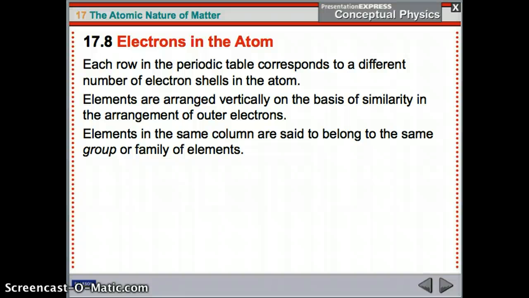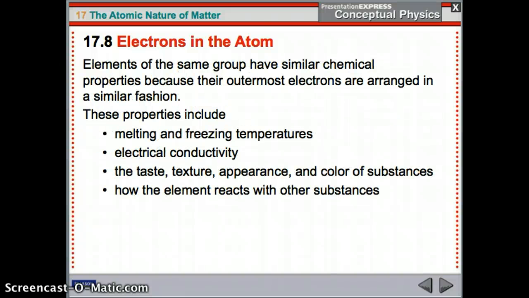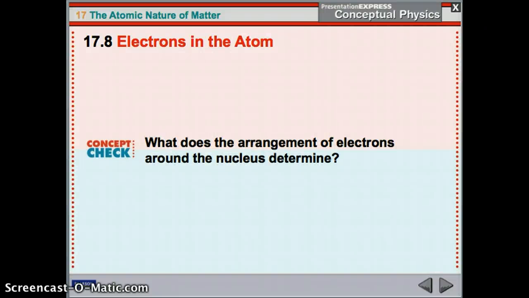Elements that are in the same column are in a group or family of elements. And elements in a group have similar chemical properties because their electrons are arranged similarly, right? And the electrons dictate the chemical properties. Those properties are things like melting and freezing, electrical conductivity, taste, texture, appearance, color, or how it reacts with other things. So what does the arrangement of electrons determine? The chemical properties.